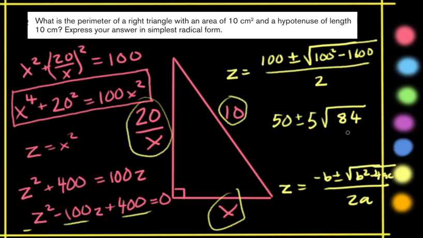So it doesn't matter which one we pick. We just have to pick one, and it'll all work out. So I'm going to just do the plus. So 50 plus 5 root 84. That's z. And I'm going to square that thing. So this thing squared to give me x. So let's see, 84, I can simplify that a little bit too, can't I?